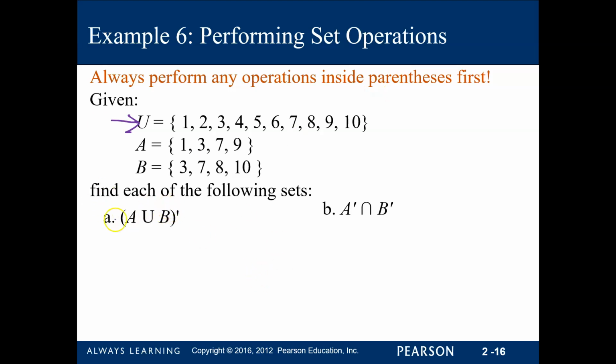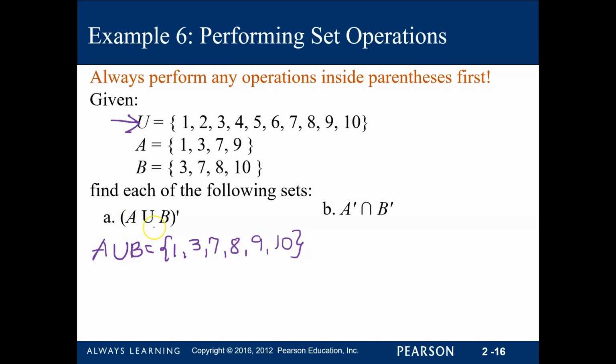So in this case, the complement of the union of A and B. Before you do the complement, you need to work on the A union B, okay? So what are the elements in A union B? This is A, this is B. You just combine them into one set. So you have 1, 3, 7, 8, 9, and 10. Okay? So that is the union.